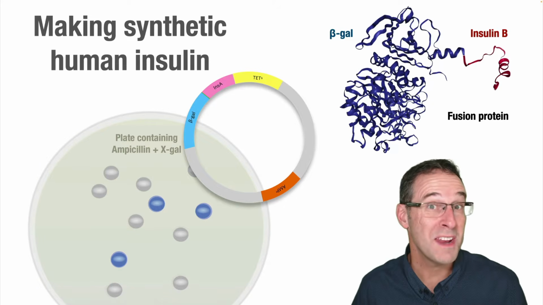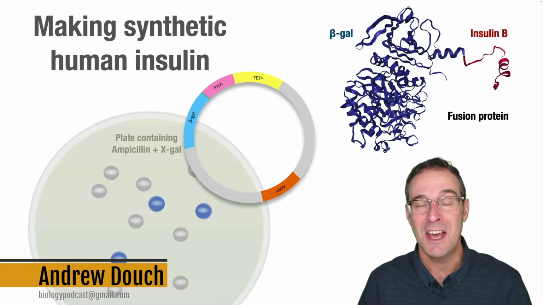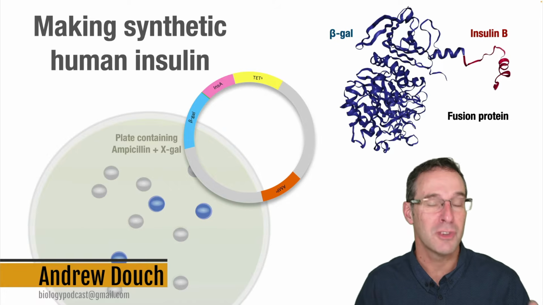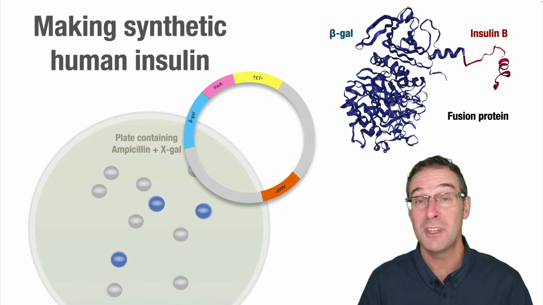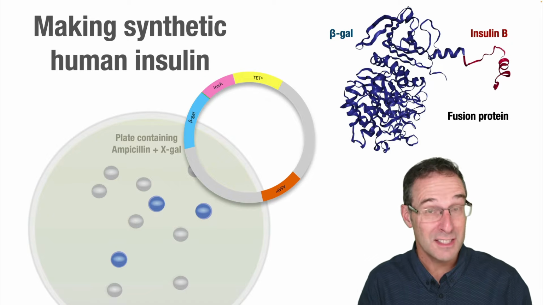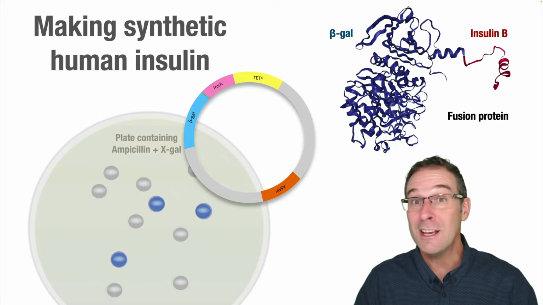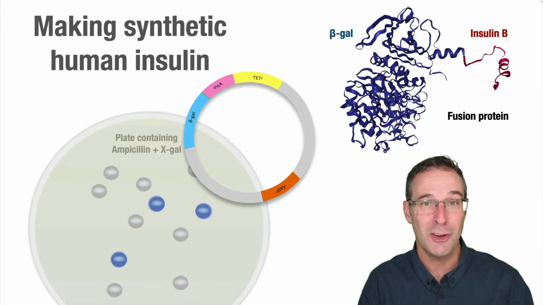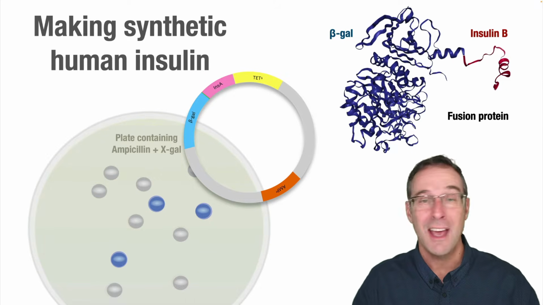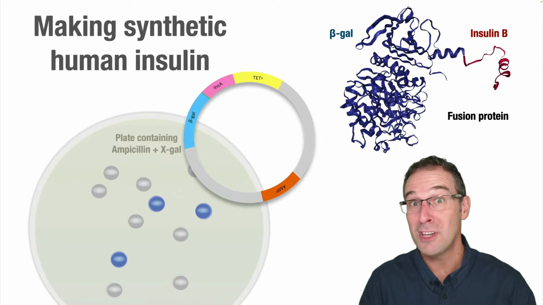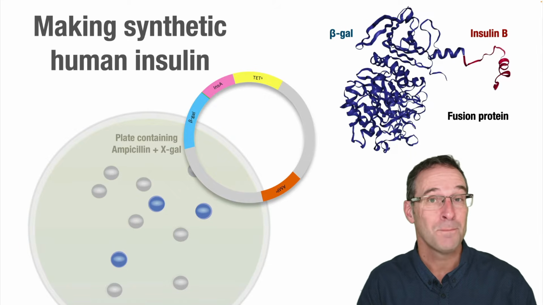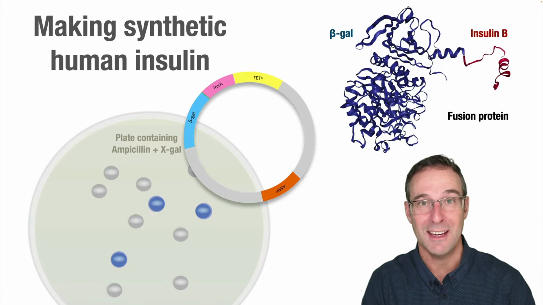There's more than one way to make synthetic human insulin, but in this video I'm going to focus on the traditional method, a method that involves synthesizing the A chain and the B chain of insulin separately in two separate strains of E. coli bacteria, making fusion proteins with beta-galactosidase, and then cleaving those and combining the two peptides, the A and B chains, to make a final functional human insulin protein.